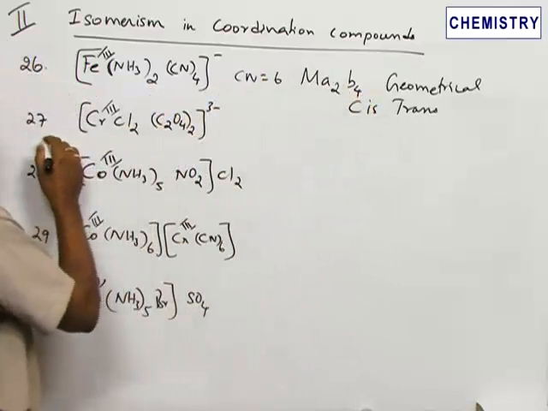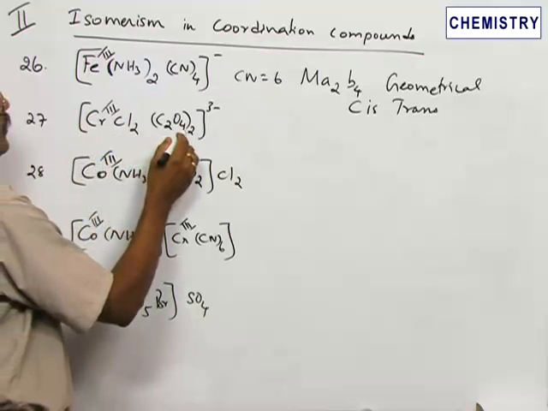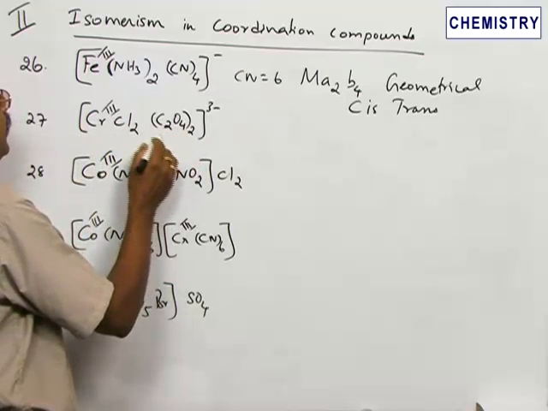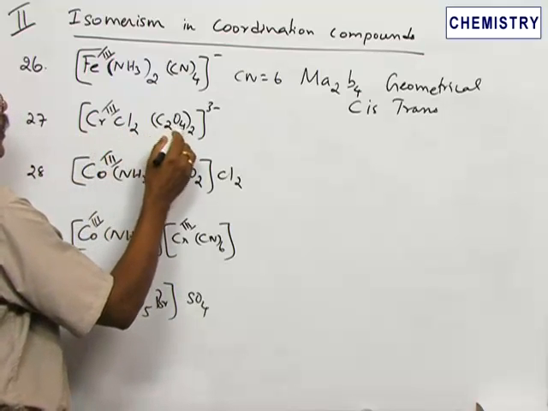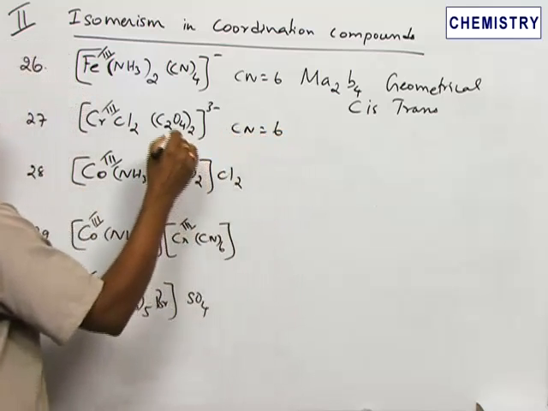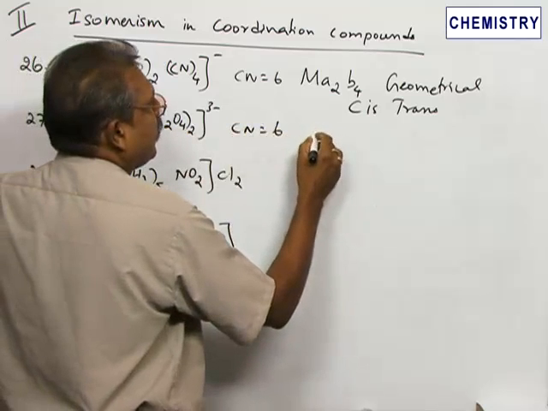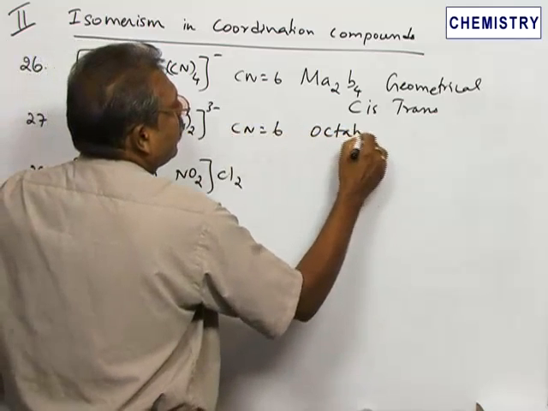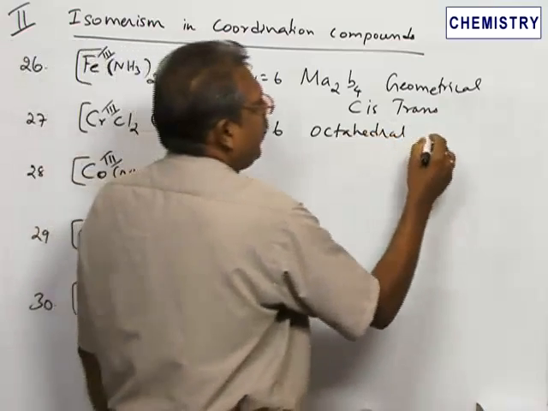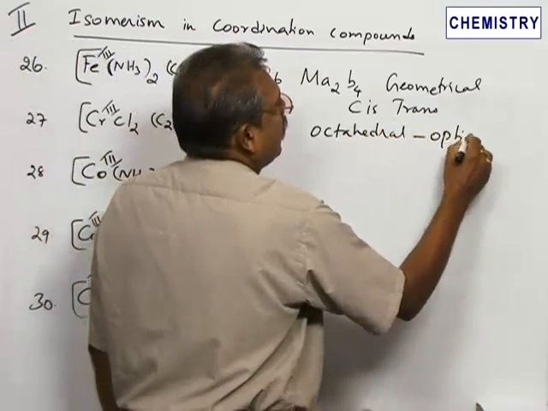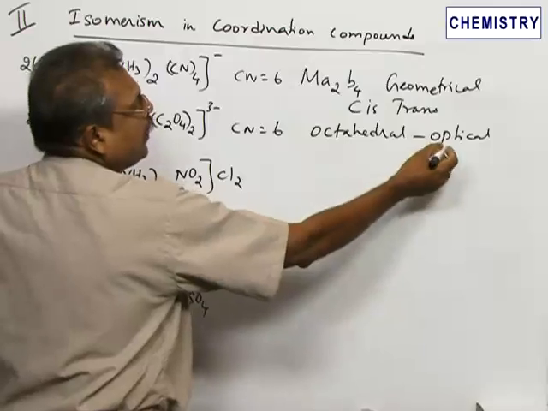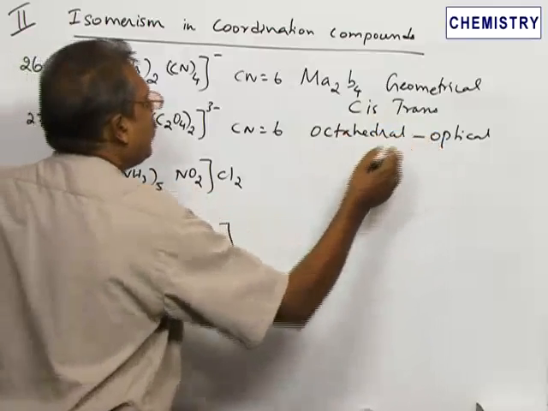Now next, compound number 27, and here the oxalato, dioxalato. The two oxalato ligands are there, and then a chloro ligand, and this has the total coordination number, CN equal to 6, again octahedral geometry. Since the bidentate ligand is involved, definitely it can exhibit optical isomerism under stereoisomerism. In optical isomerism, the molecular symmetry we have to take into account.